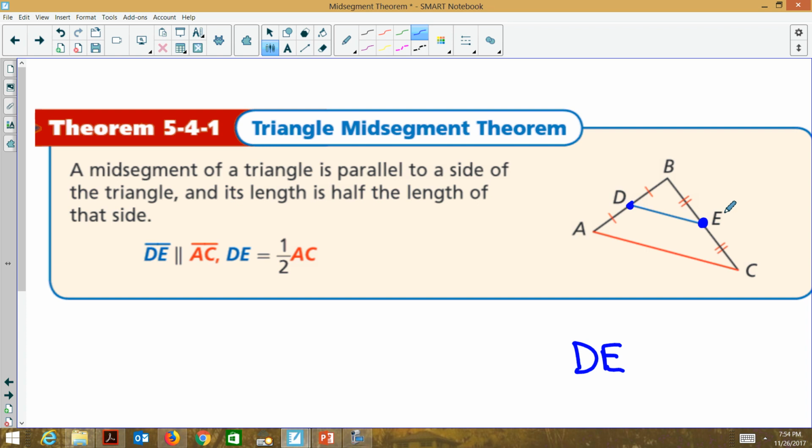So there are some rules that come with a mid-segment. The first is that the mid-segment DE is half the length of the side it is not attached to, AC. Secondly, they are parallel to each other, so we can utilize those parallel theorems in order to solve some problems. Again, if you were not able to fully take down all of the notes, you should have paused the video so that you can jot down the mid-segment triangle theorem. Moving on.